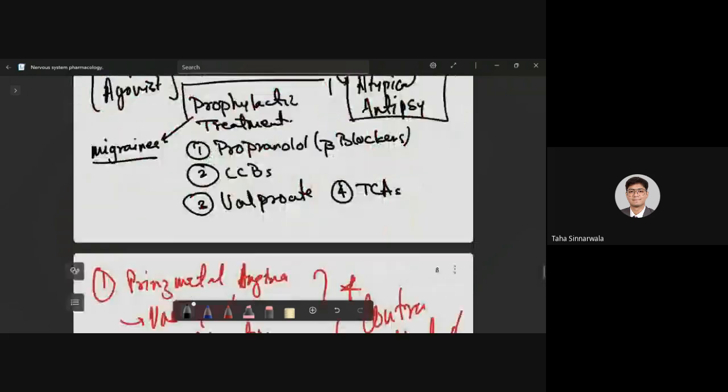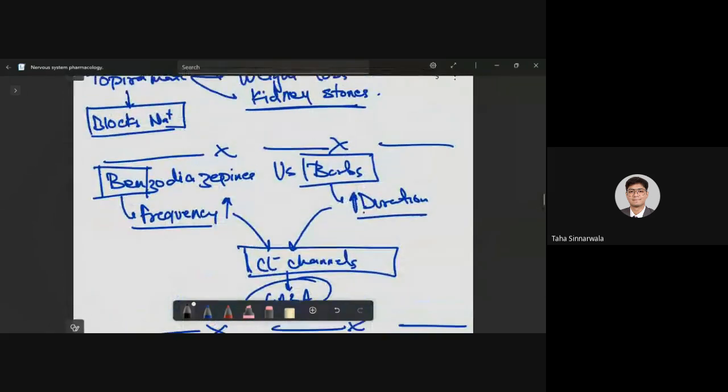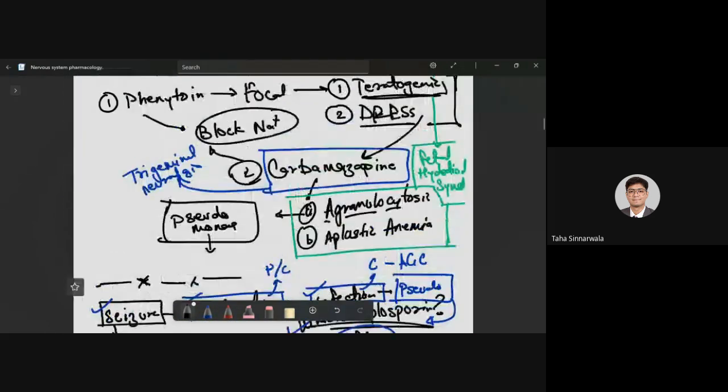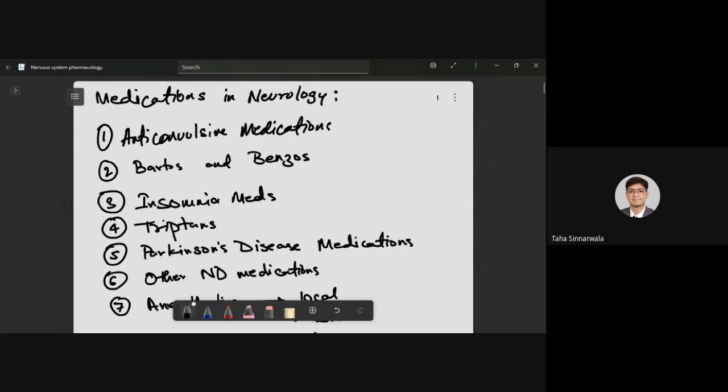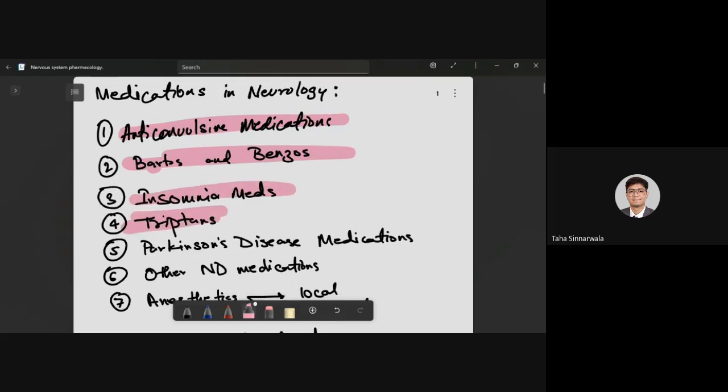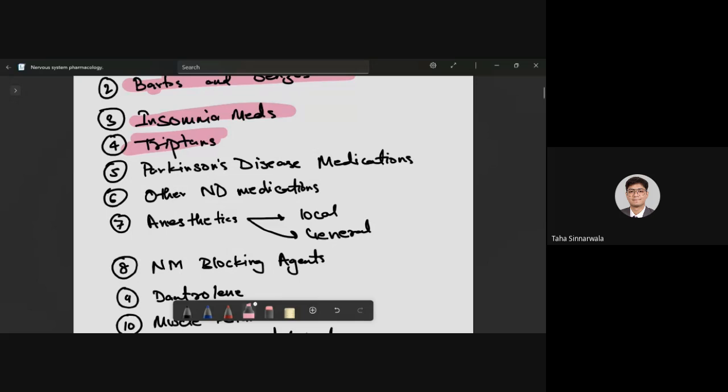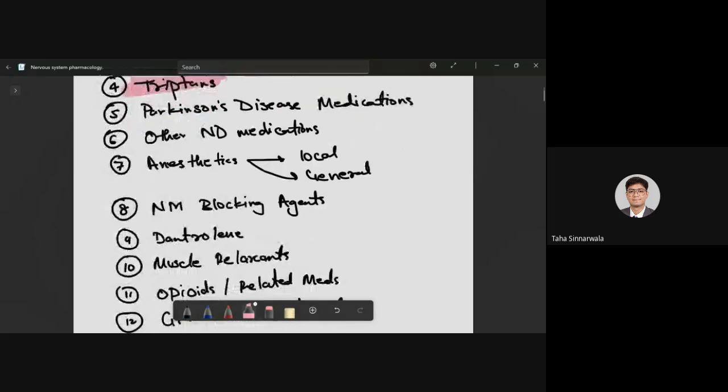And now let's go back to our list of medications. So how many medications did we cover? We covered the anticonvulsive medications, benzodiazepines and barbiturates, the insomnia medications, and we also covered triptans. So it doesn't look like we've covered a lot, right? But it feels like we've covered so much. But don't worry, the remaining medications are easier and much smaller.